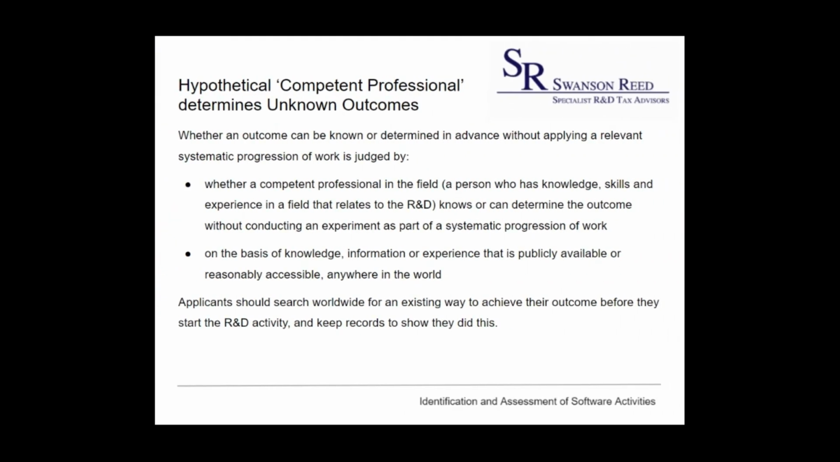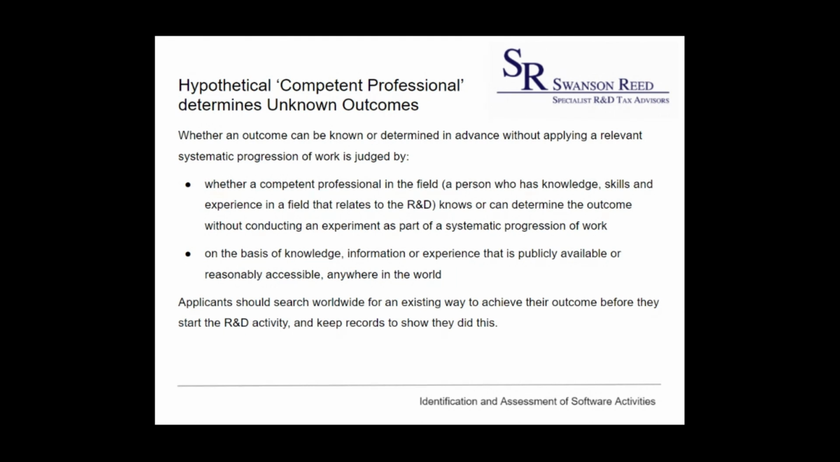AusIndustry's position on the unknown outcome elements of the legislative criteria is that it must be an outcome that a competent professional cannot have known or have been able to determine in advance. A competent professional is a hypothetical person who, before the activity commenced, had access to the knowledge, skills, and qualifications needed to demonstrate expertise in an appropriate field, and had access to all of the current knowledge available in the relevant field from anywhere in the world, provided that the information or experience is publicly available or reasonably accessible.